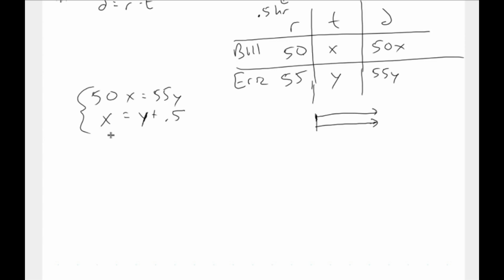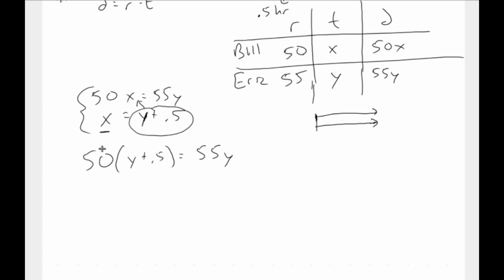All right, so in this problem, I'm thinking substitution is going to be the way to go, because this second equation is already solved for x, which means that this value can take the place of x in the other equation. So I'll do that substitution. I get 50 times x, but x is now y plus 0.5, equals 55y.